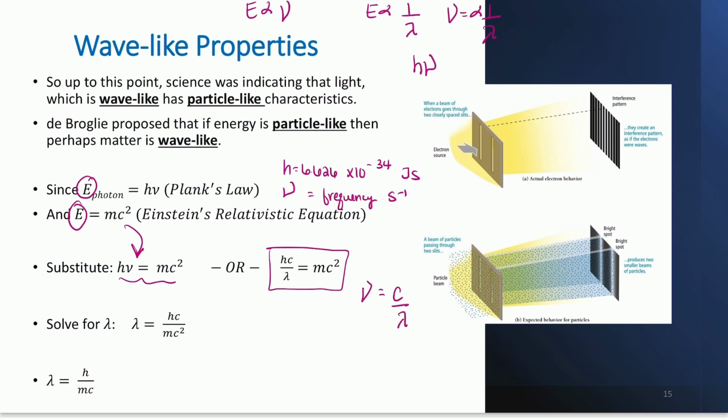We're going to go ahead and solve for lambda. When we rearrange this equation for lambda, we find hc divided by mc squared equals lambda. Simplify this, and we get lambda is equal to h over mc. Again, h being Planck's constant, m in this case is mass, specifically in kilograms, and c your speed of light. Because Einstein's relativistic equation looks at mass. So that is m in mass, but we need it in SI units, so we use kilograms.